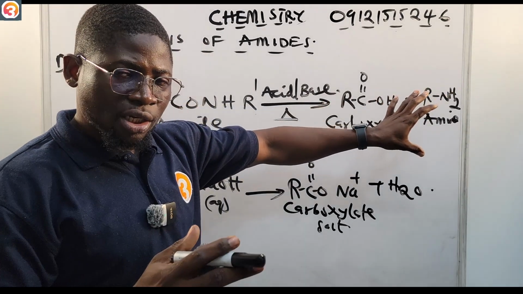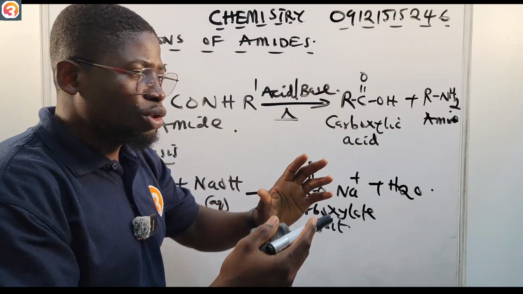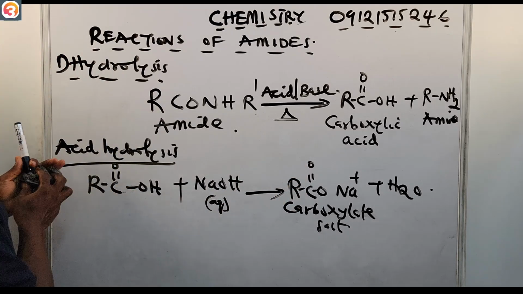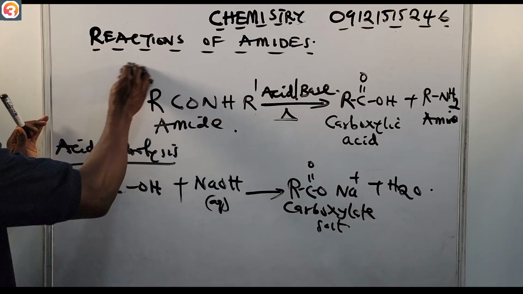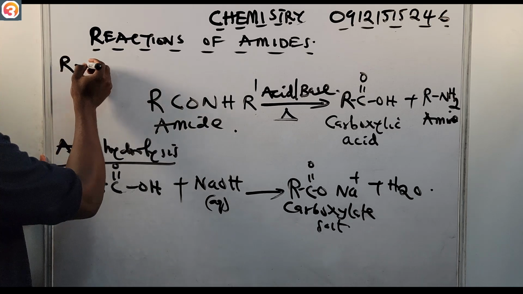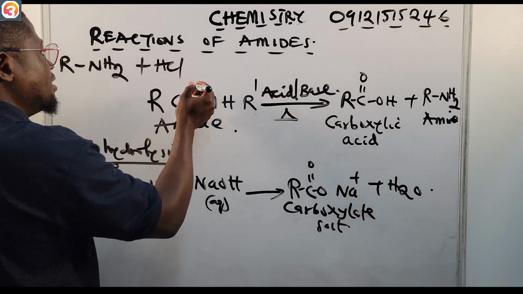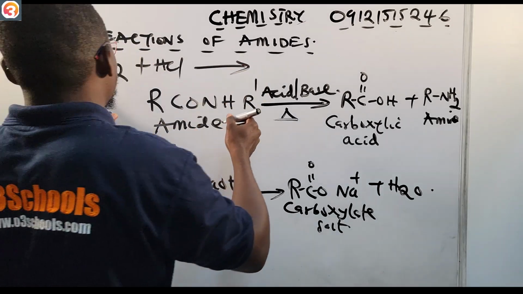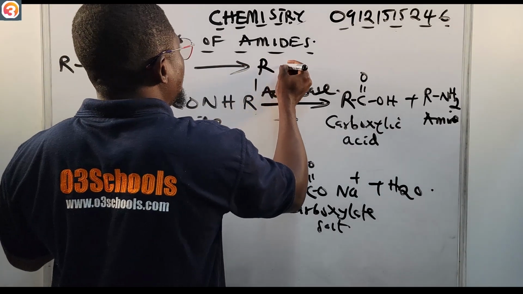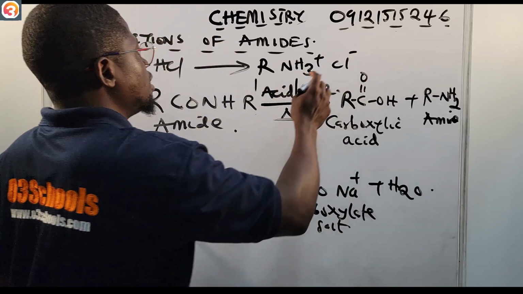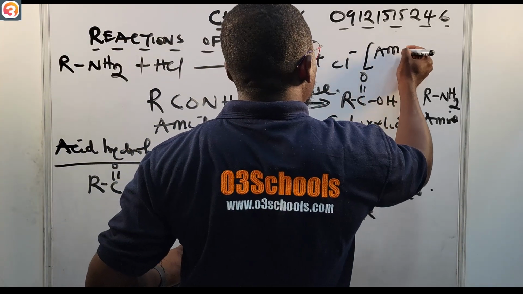Now, for the base hydrolysis product, that is the amine. The amine is a base. So if we want to neutralize it, we use an acid to neutralize it. So let us carry the amine, that is your R'NH2. Then you neutralize using an acid like HCl. If you neutralize, I'm going to have R'NH3 plus, then Cl minus. So this one is our ammonium salt.